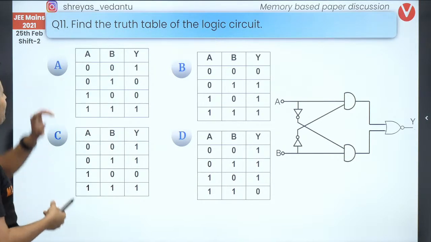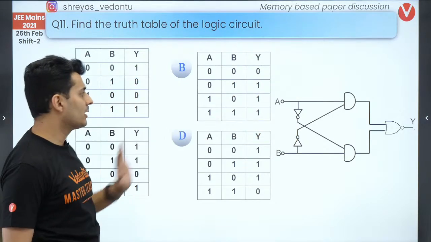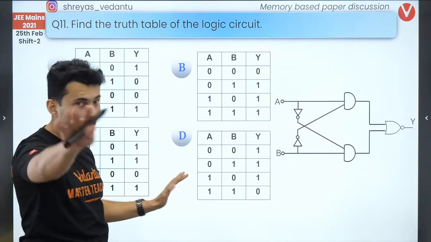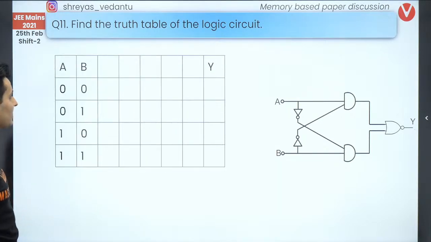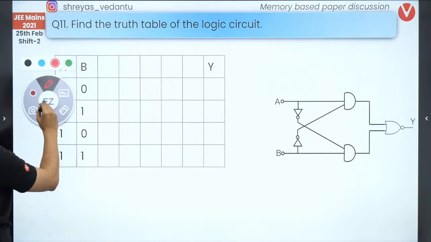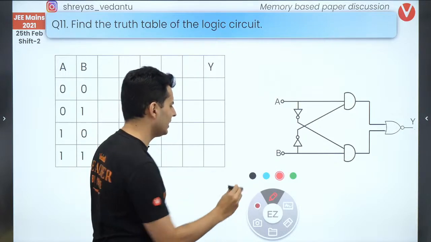Let's do this. Find the truth table of the following logical circuit. This was the circuit. Don't worry about the options, they look confusing. I've created a small table for all of you. You're going to love this explanation, guys. Trust me. Let's do this properly. Nothing difficult.